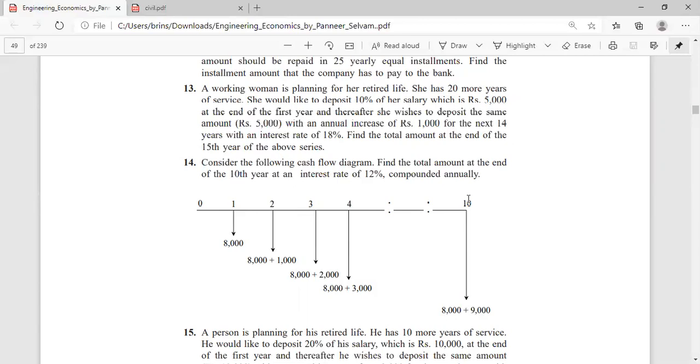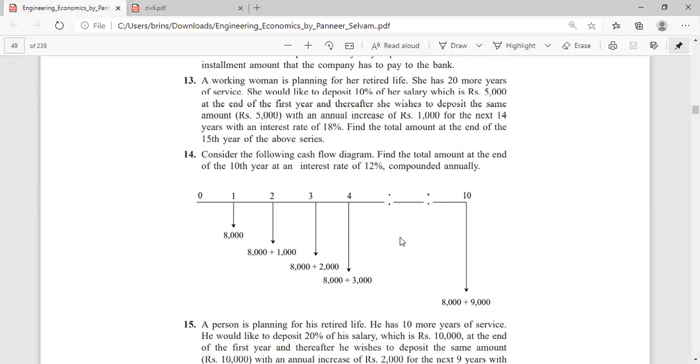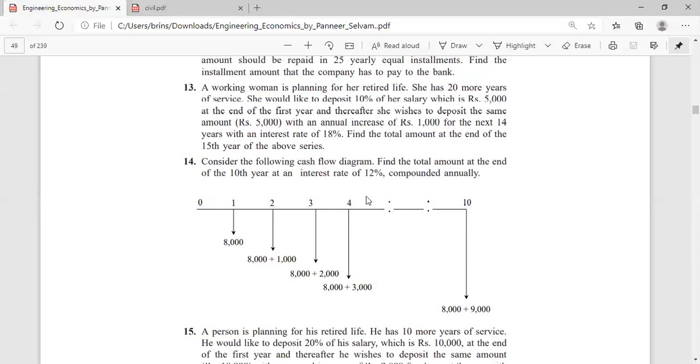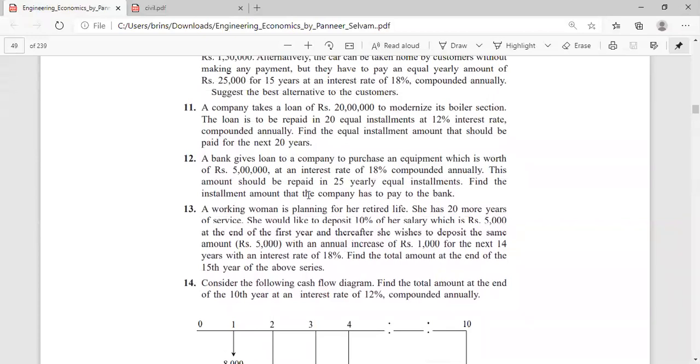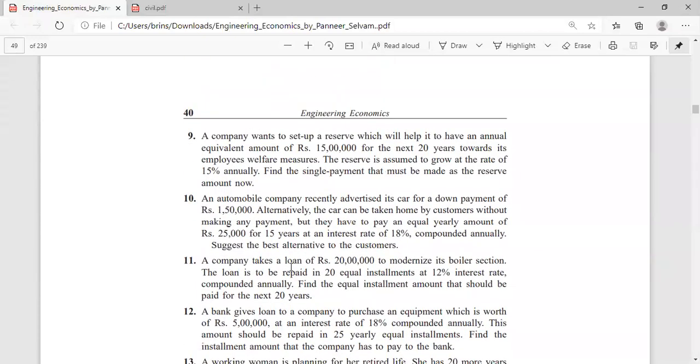Okay, which is of interest rate of 12%. Okay, so you can solve the problem. And again, you can also verify the other problems which are given here.